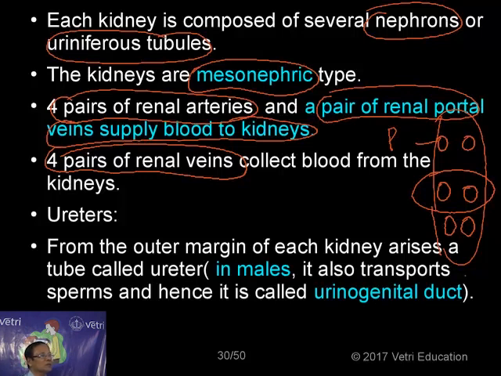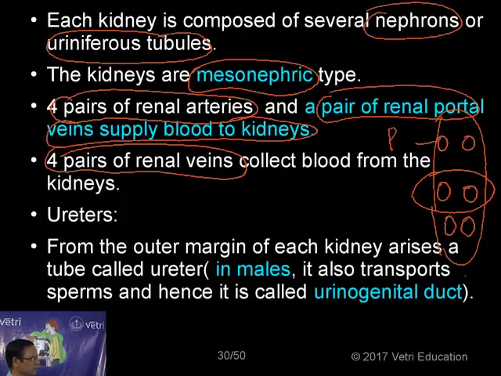So, dark colored bean-shaped structures, very compact in organization, present at the posterior parts of the body, and they are made up of the structural and functional units called the nephrons, which separate the waste products and eliminate them in the form of urine. Now the blood supply to the kidney: there are 4 pairs of renal arteries and a pair of renal portal veins coming from the posterior end of the body, collecting blood from the legs and opening into the kidney. And from the kidney the blood is collected by means of 4 pairs of renal veins, as in the case of the venous system.